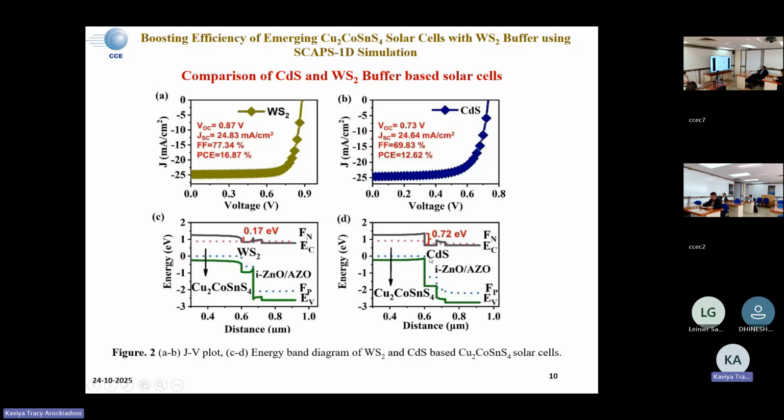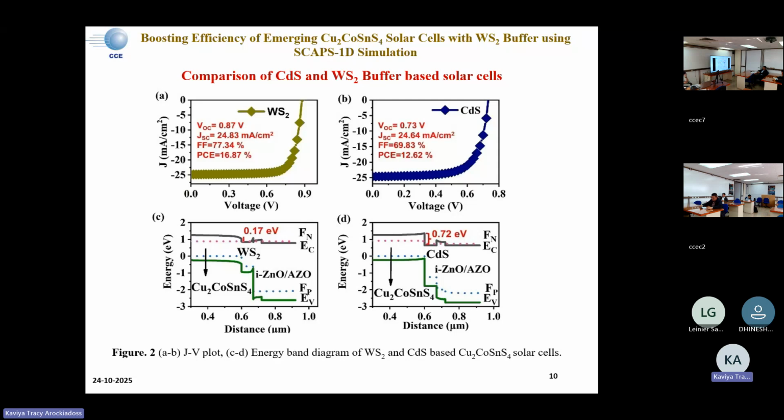We could see a large cliff-like barrier at the CdS and absorber interface, around 0.72 electron volt, which is very high. It leads to accumulation of charge carriers. But compared to cadmium sulfide, in the case of WS2, we could see a barrier of around 0.17 electron volt, which can result in efficient collection of charge carriers at the front contact. So this is the reason we have higher efficiency in WS2, and this also shows that WS2 could be a potential alternative to cadmium sulfide in these solar cells.